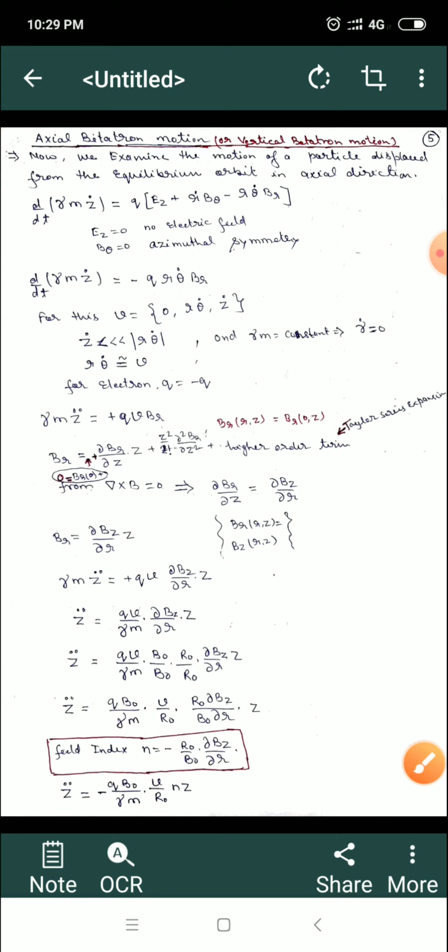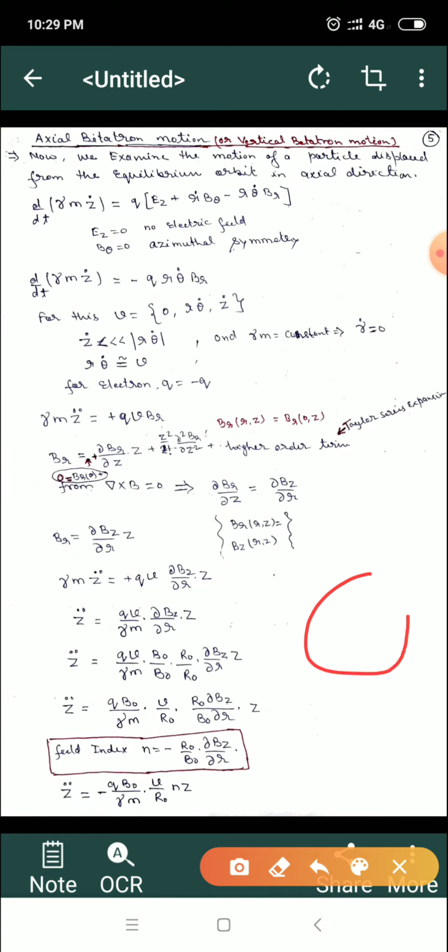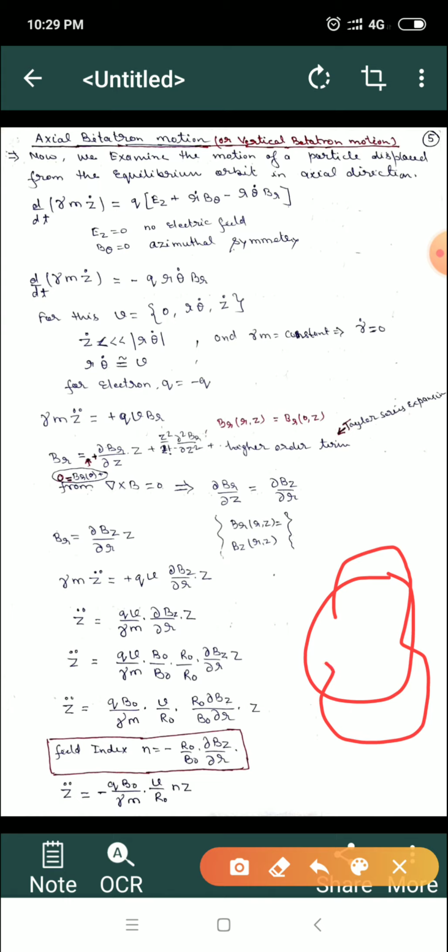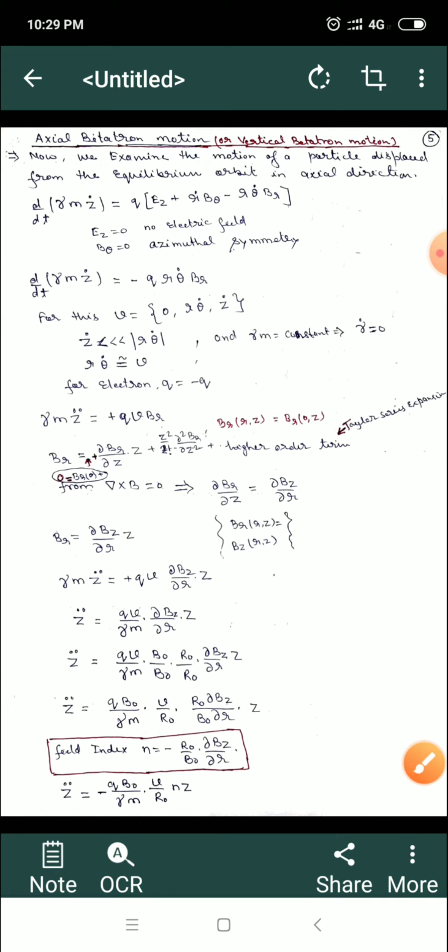So in today's lecture we will start vertical betatron motion. That means when a charged particle moves in a circular orbit, it will make oscillations in a vertical plane rather than in a horizontal plane. So again it will do some oscillations in a vertical plane like that. For that we will consider the third equation of motion.